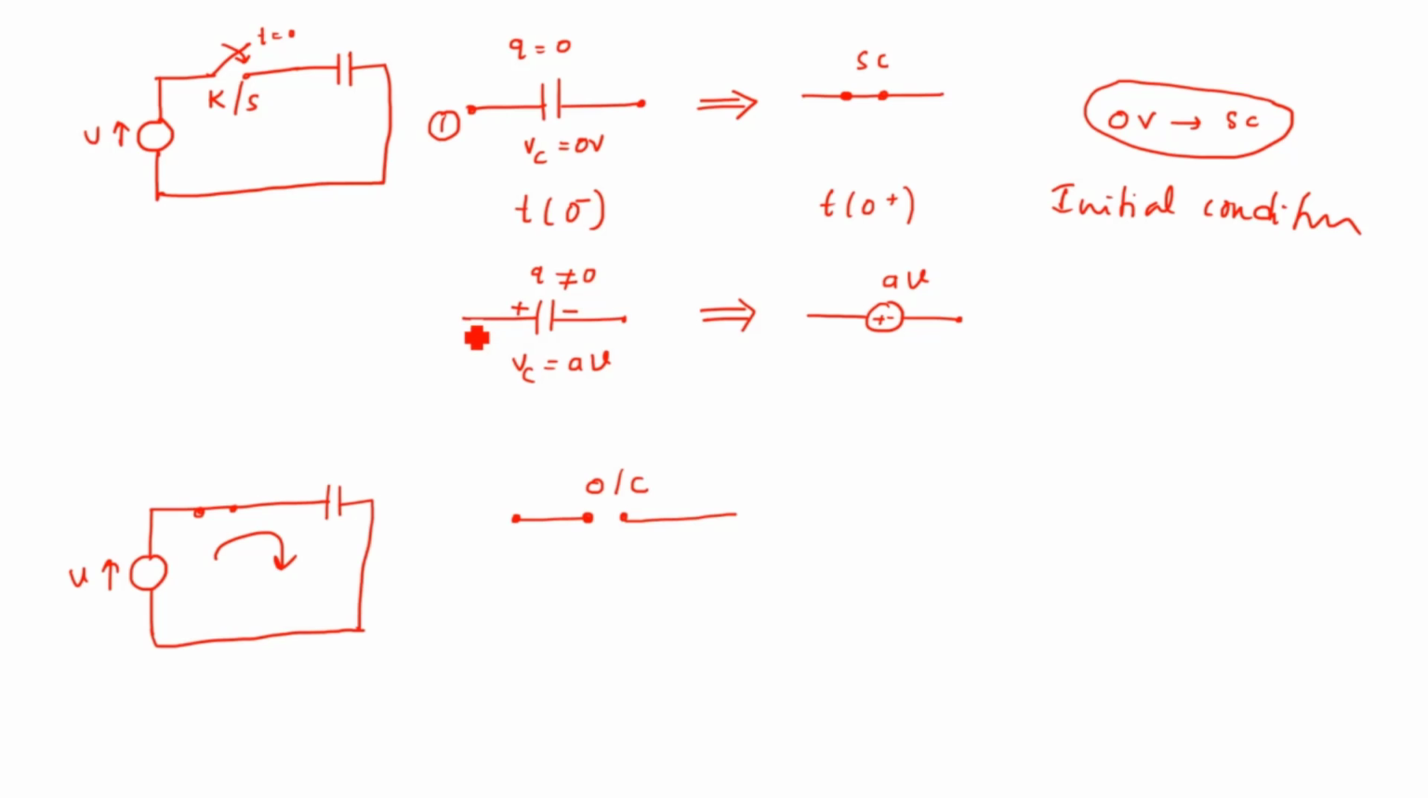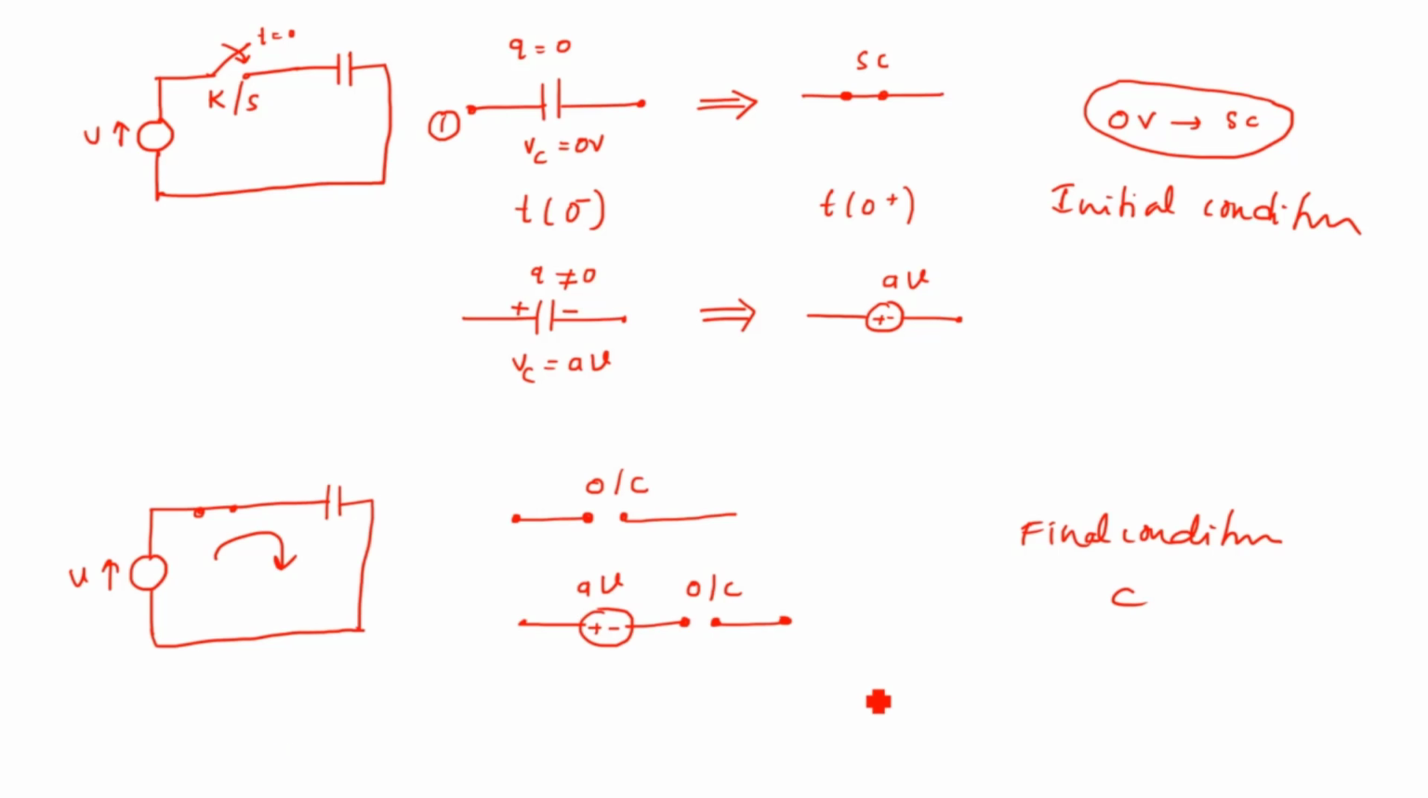And one more possibility. If the capacitor is initially charged before switching with a value A volt, and it is kept for a long time interval and reaches the steady state condition, at that time it should be represented with an open circuit. Along with this final condition, its initial value should be shown here. These two are the final conditions of a capacitor.